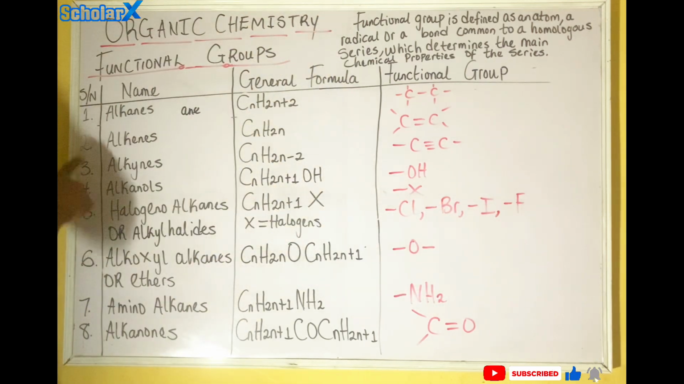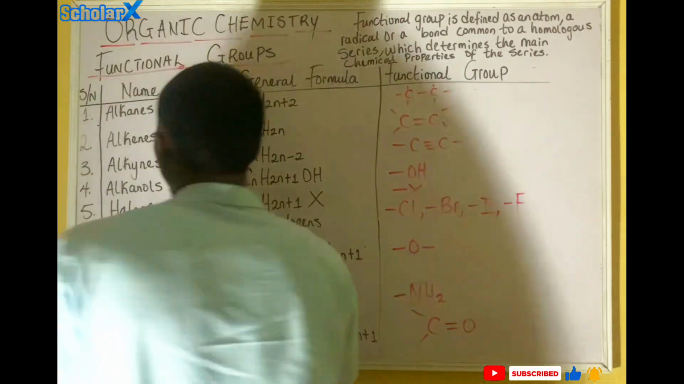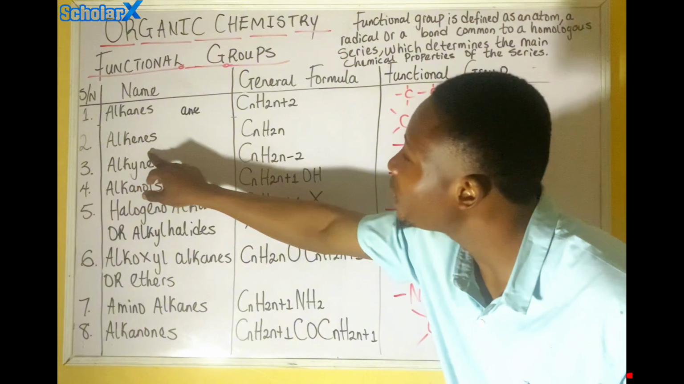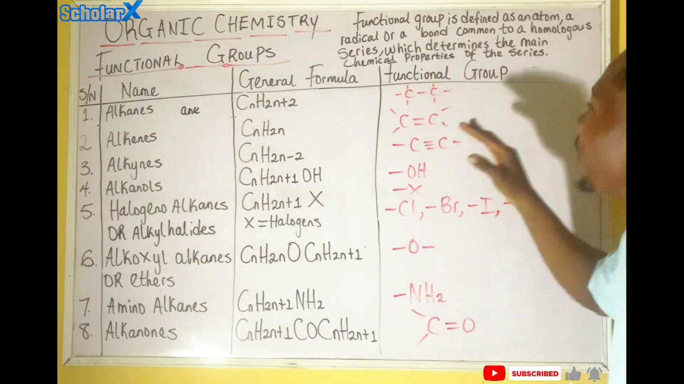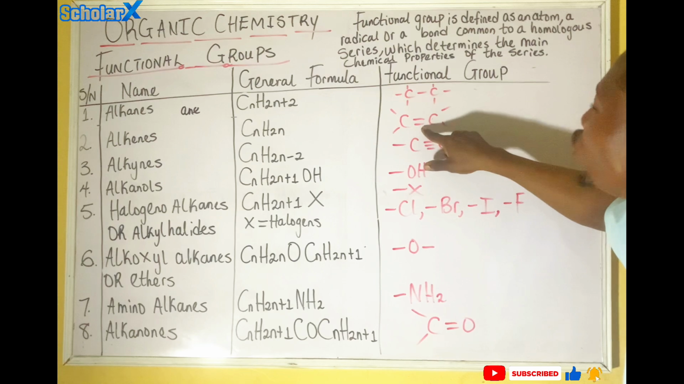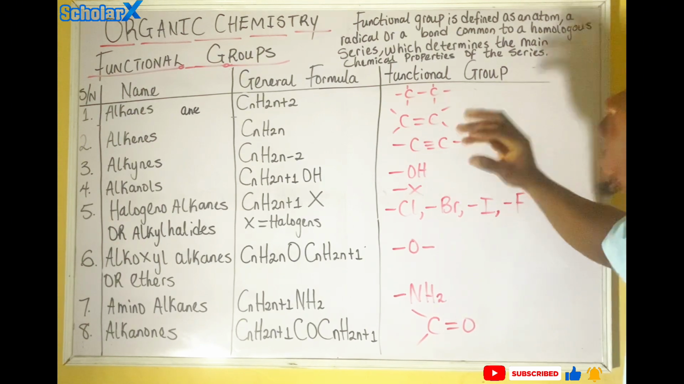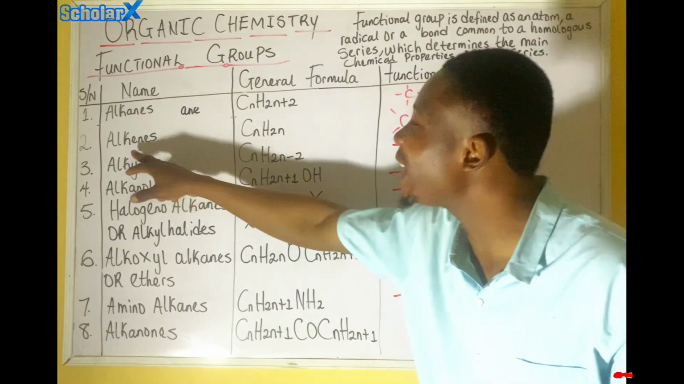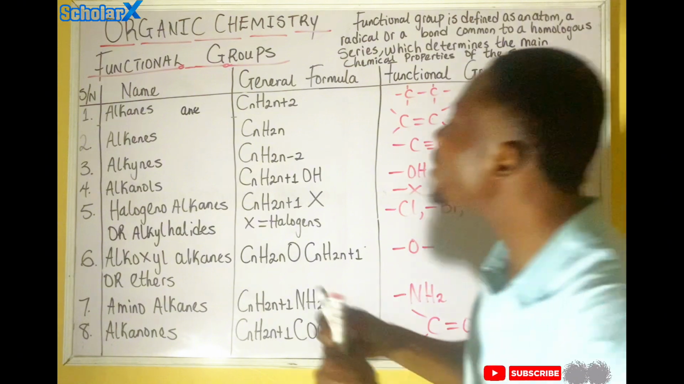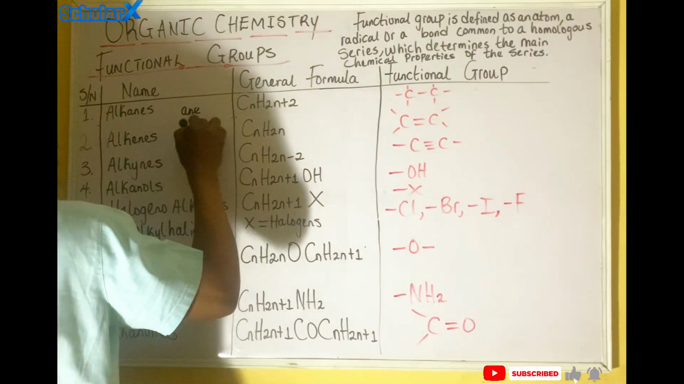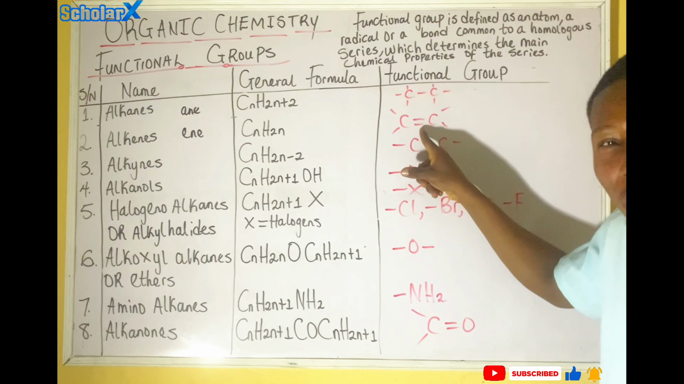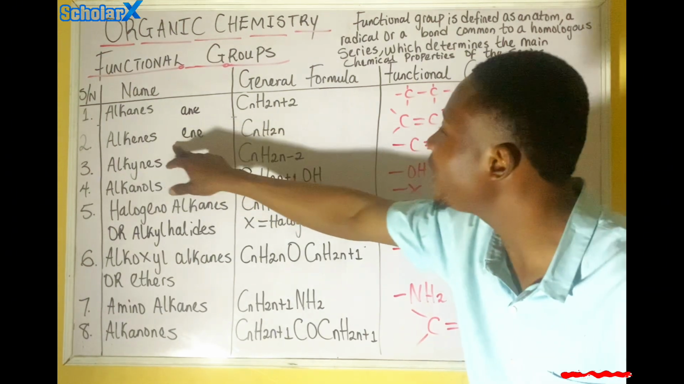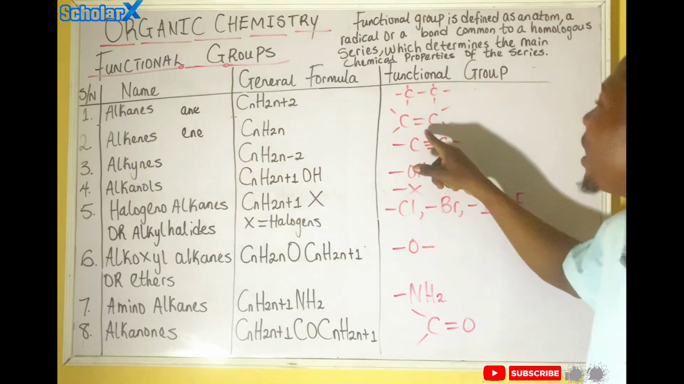Now let's look at the next one. The next one is alkenes. Alkenes, the general formula is CnH2n. And if you look very closely, you see that the functional group is a double bond. So a good way of recognizing the alkenes family, which has a suffix of "ene", is the double bond. So alkenes have a general formula of CnH2n, with a double bond.